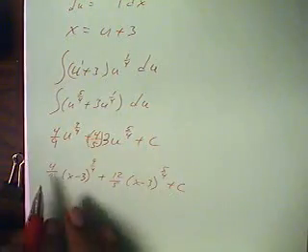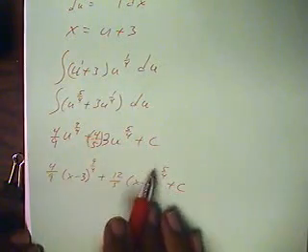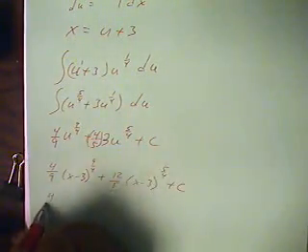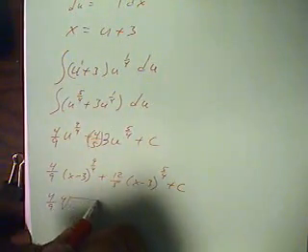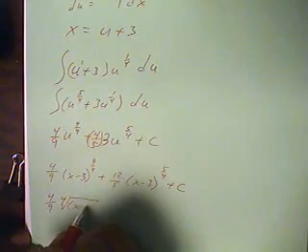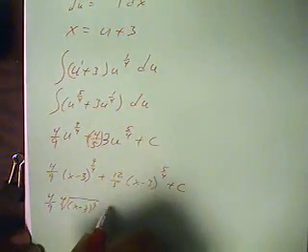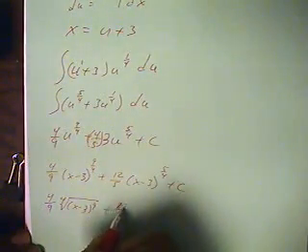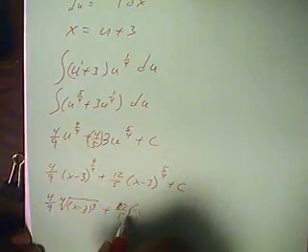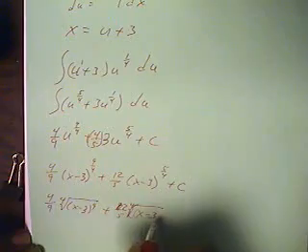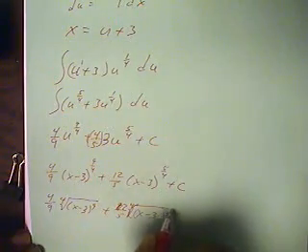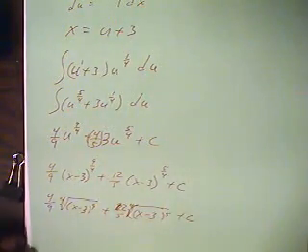I think the computer likes to keep the exponent as fractions, but if you were taking a test, you would write this as the fourth root of x minus 3 to the 9th power plus 12 over 5, and the fourth root of x minus 3 to the 5th power plus c.